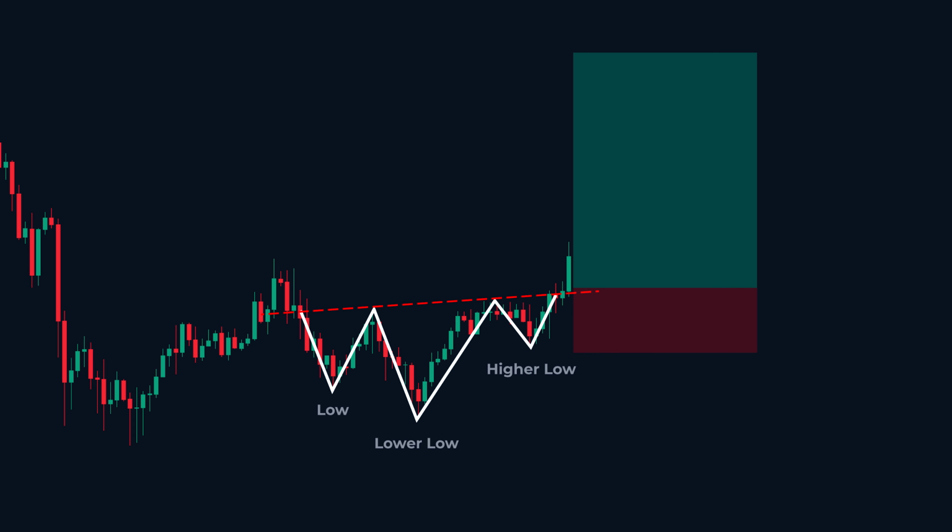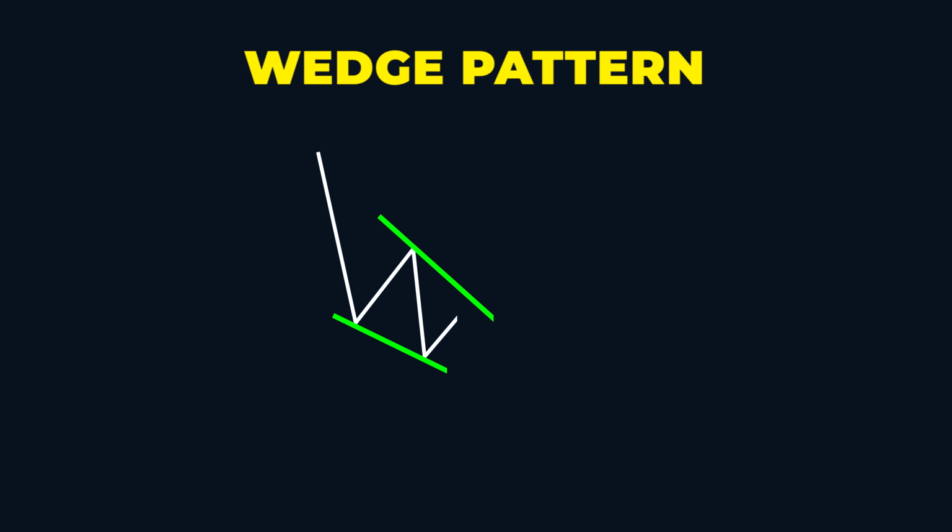Wait for the retest before entering. Place your stop below the right shoulder and target the height of the head projected upward, or around 3 times your risk. Sometimes, the market doesn't reverse immediately. It compresses first. That's where wedge patterns come in.